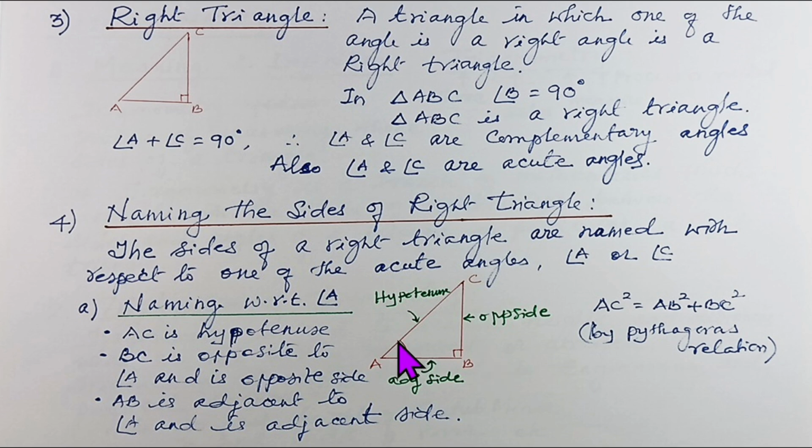If I take angle A, then AC is the hypotenuse. With respect to angle A, BC is the opposite side and AB is the adjacent side. This AB is adjacent to this angle and BC is opposite to this angle. Remember that. So, I have written here: AC is hypotenuse, BC is opposite to angle A and is the opposite side, and AB is adjacent to angle A and is the adjacent side. And also, you know about the Pythagoras theorem, that is AC square is equal to AB square plus BC square.